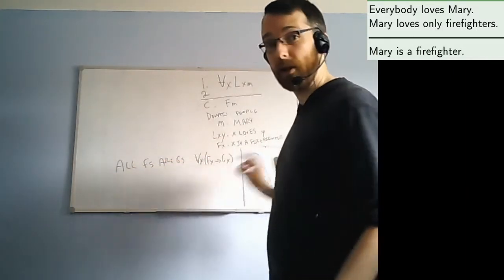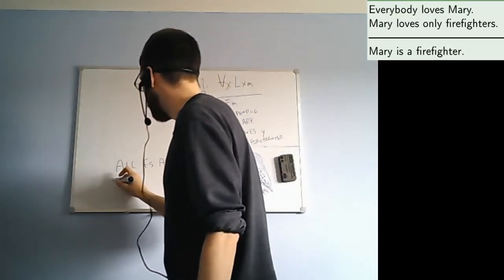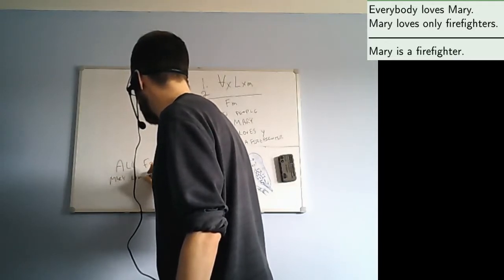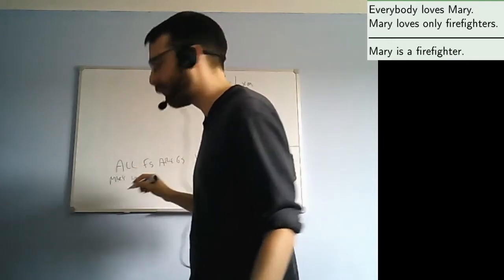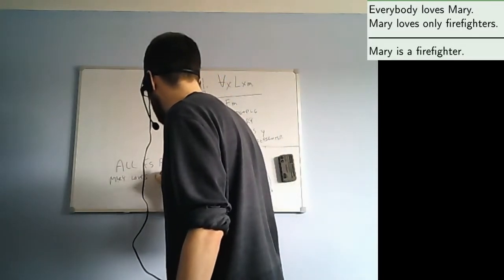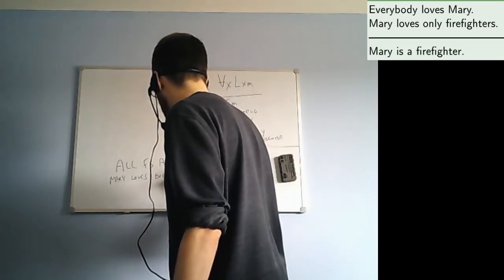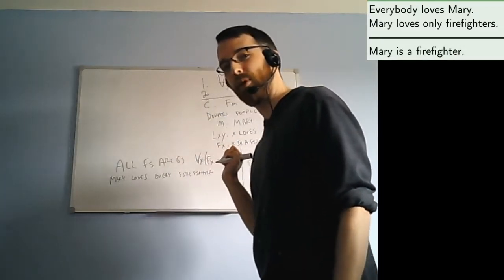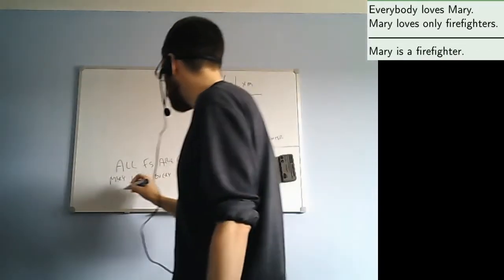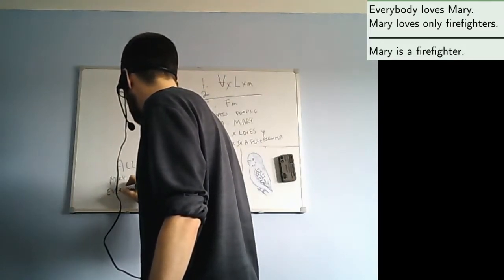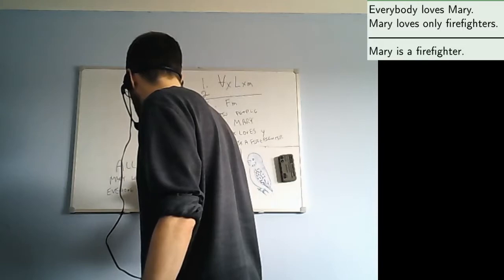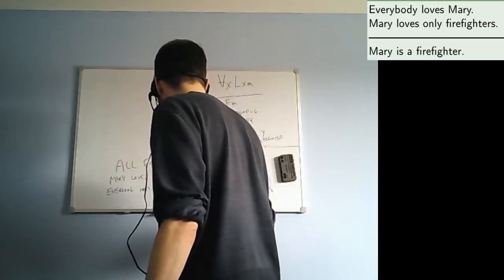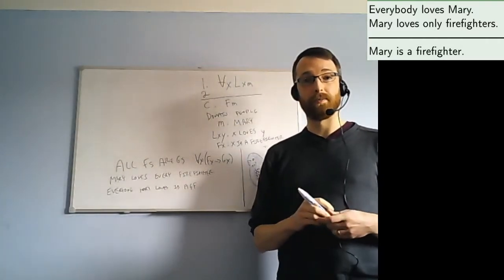I'll give you 2 ways we might write this. This is kind of a first step to turning it into that form. Mary loves every firefighter. Do you think that says the same thing as premise 2? Here's a different one. Everyone Mary loves is a firefighter.